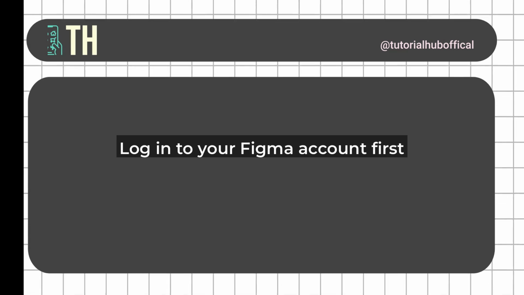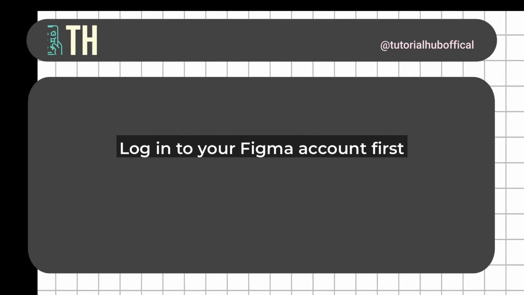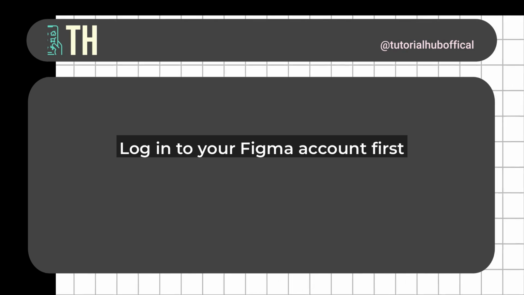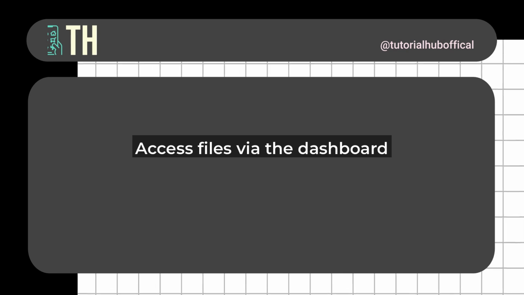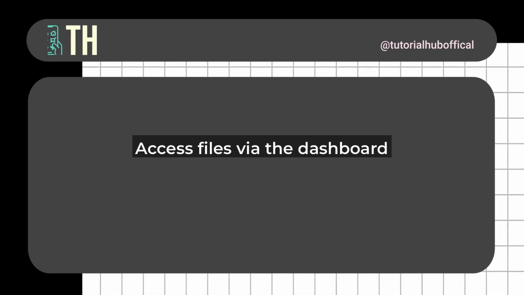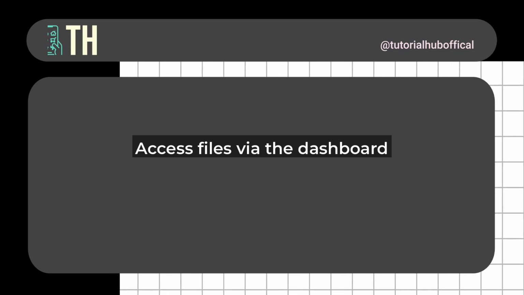First things first, make sure you're logged into your Figma account. If you don't have one, head over to the Figma website and sign up. It's free and takes just a minute. Once you're in, you'll land on your dashboard, which is like your personal hub for all your projects. Now, to open a file, there are a couple of ways you can go about it.